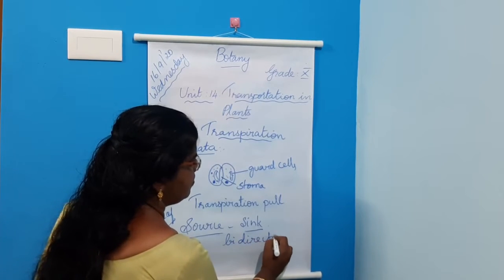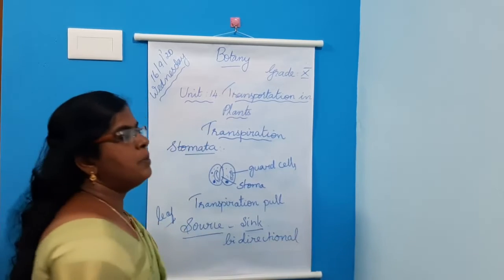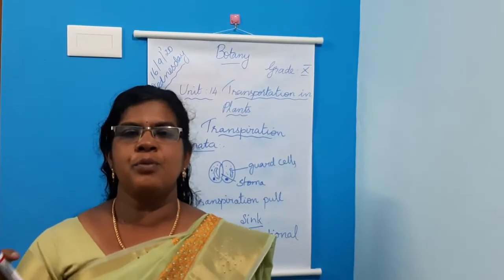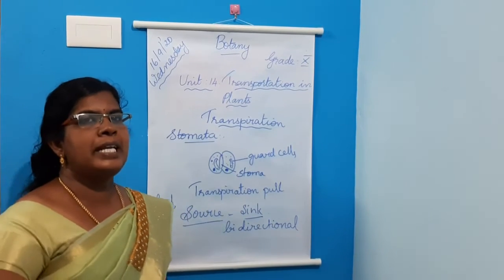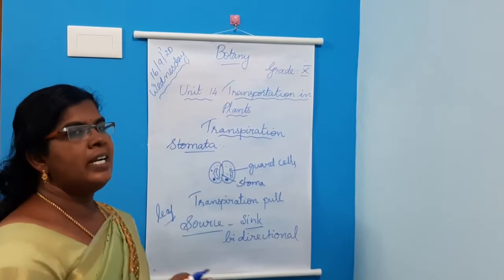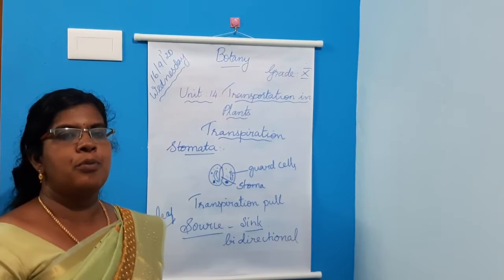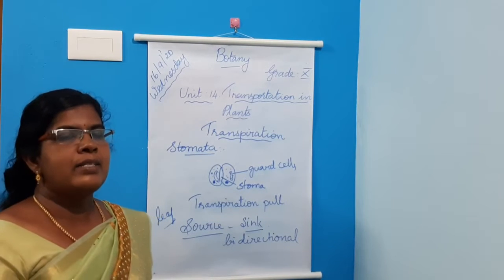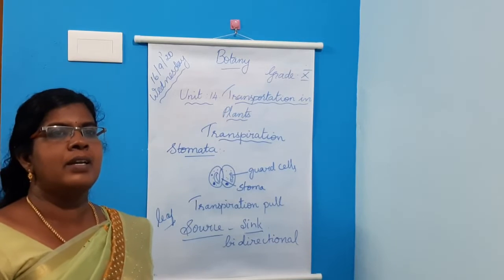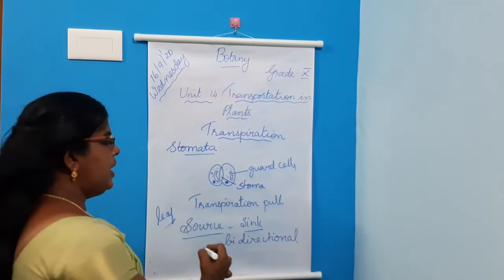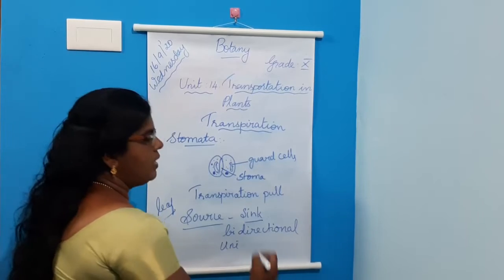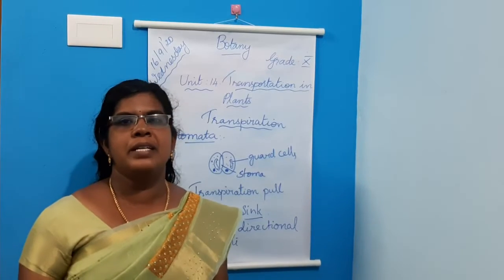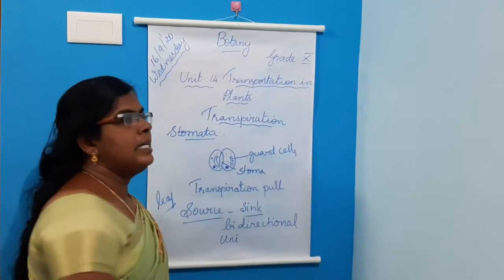Bidirectional. The transport of food through phloem is bidirectional, but the transport of water from root to the aerial parts of the plant is unidirectional, that is, upward movement. The root absorbs water and mineral salts from the soil. It has to transport them to the aerial parts in an upward direction, that is unidirectional. So movement of water through xylem is unidirectional. Movement of food materials through phloem is bidirectional.